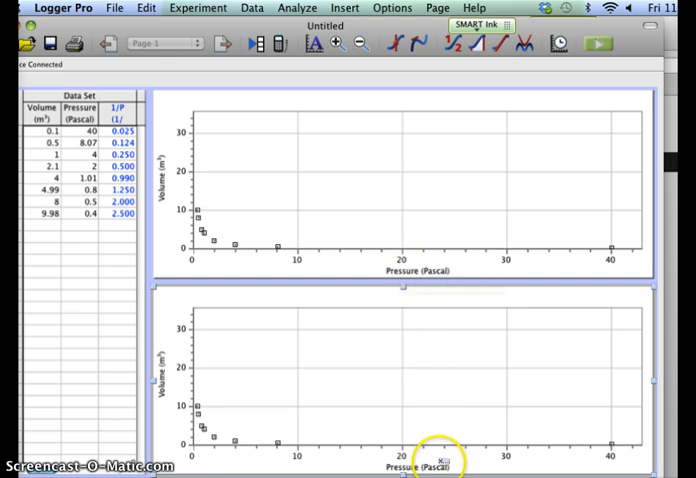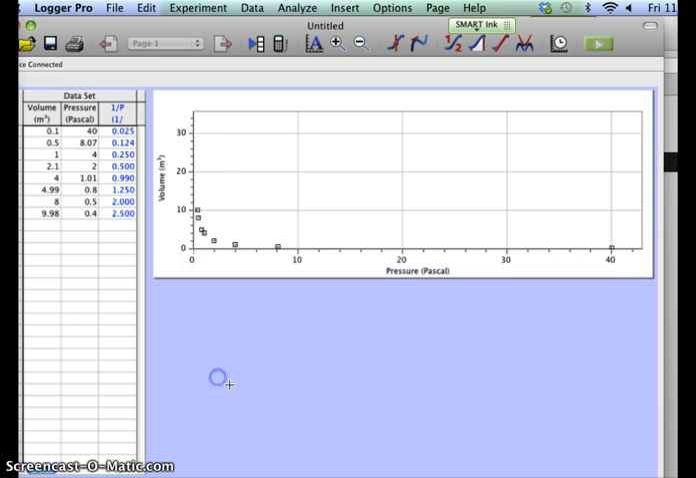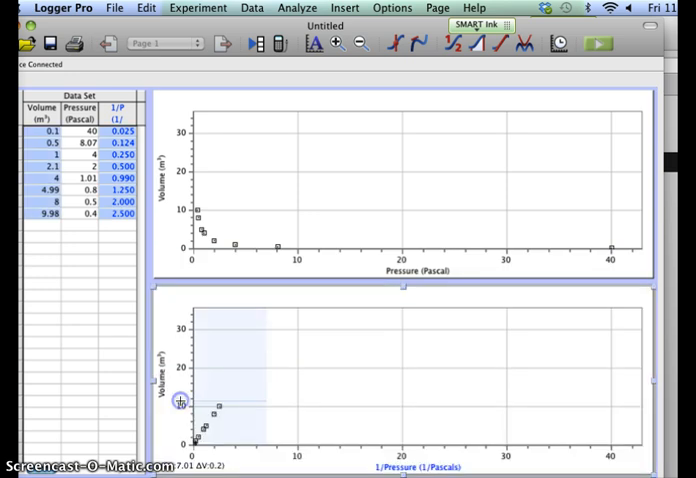So I'm going to change the lower one to what? 1 over P. Bam. Now, if that was the mathematical relationship, if we were correct, what shape will that graph be? Line. Good. Line. All right. Let's see what we got. Is it a line? Okay. So it looks pretty good. Now, could we put a best fit line on that?